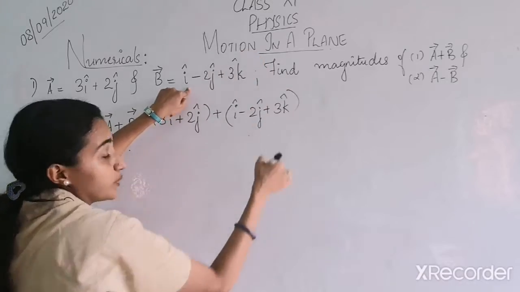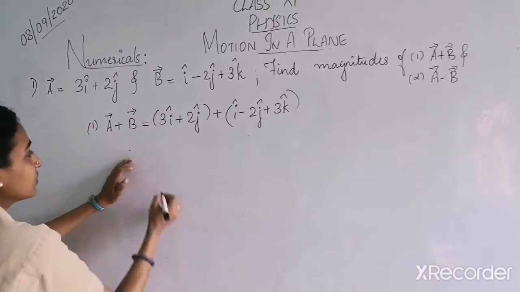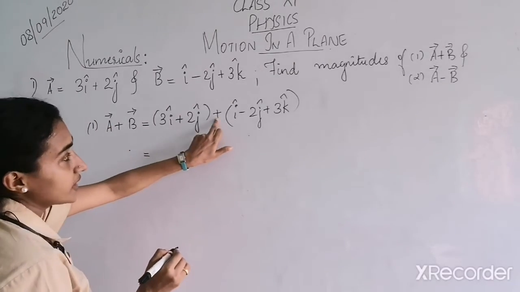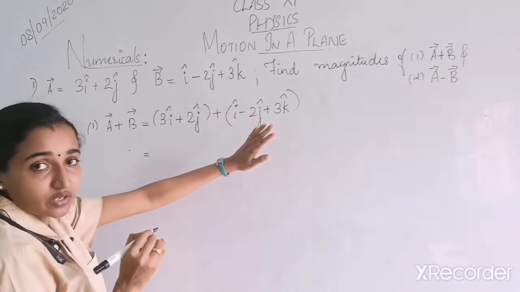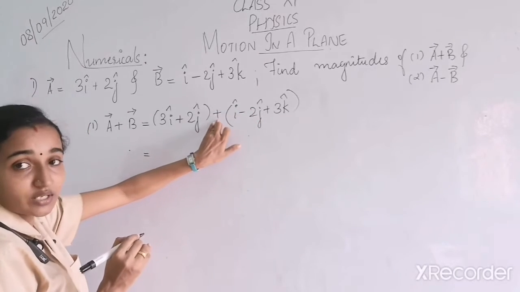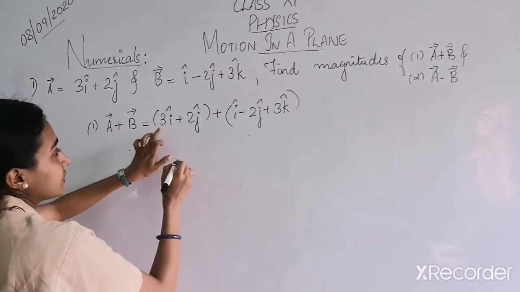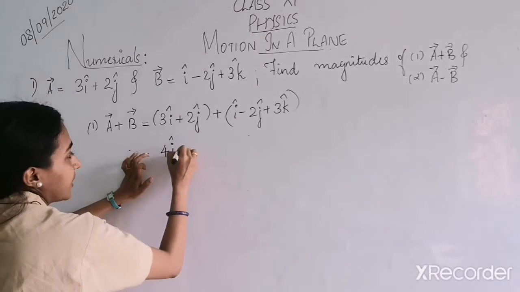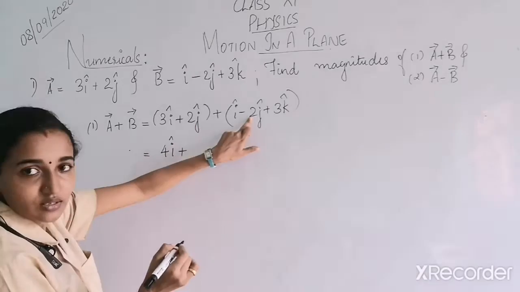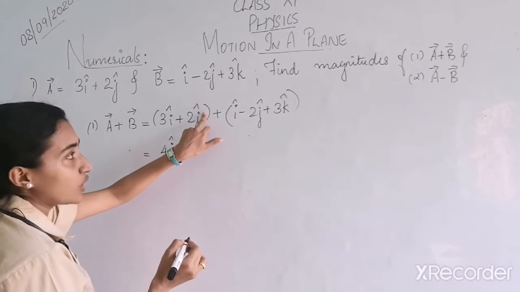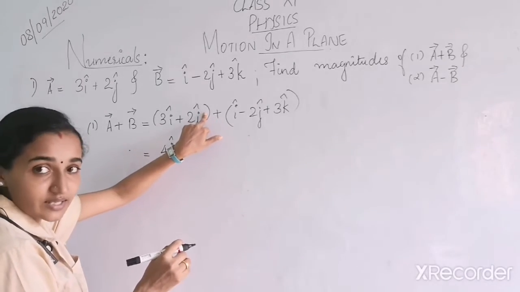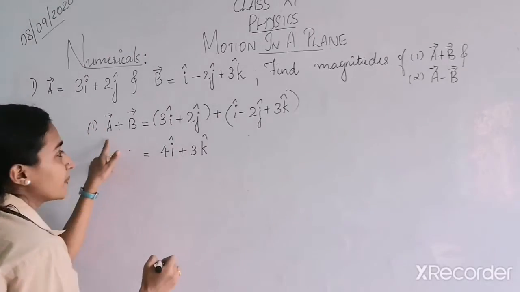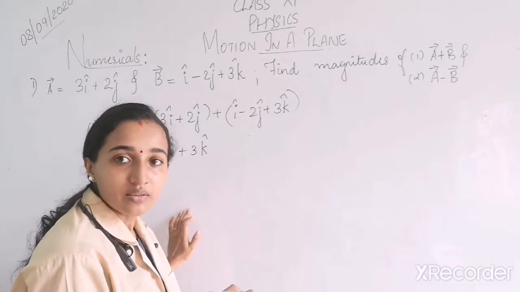Always remember to put your cap also. Now solve this mathematically. Since here it is plus, you can directly open the bracket. No need to change the sign, which you do when there is a negative sign. Now it will be 3i plus i, which is 4i, plus 2j minus 2j, which is 0. Now 0k, since here you don't have any k value, so you can consider it as 0, 0k plus 3k will be 3k. Now a plus b you got as 4i plus 3k.